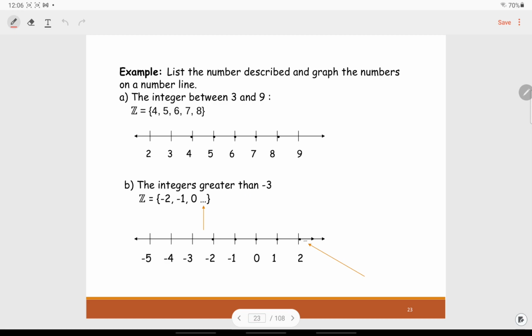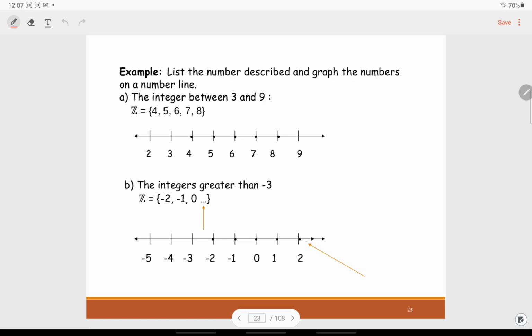Okay, next example: list the numbers, describe and graph them on the number line. Again, the same question. The first one is the integer between 3 and 9. I think this is a repeated example, so we move to the next one.